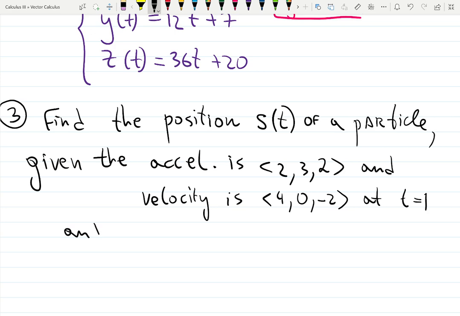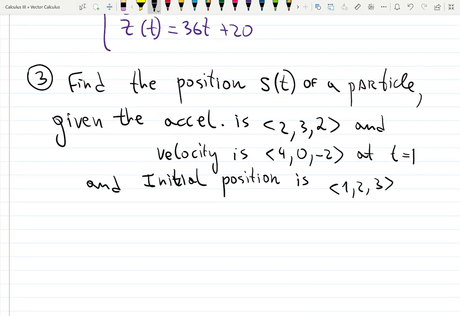And initial, it's called an initial value problem. You know it from the differential equations class. Initial position is also given, to solve for C is 1, 2, and 3. This is the same thing we did in calculus 1 and calculus 2, to be honest. So we were integrating twice, but now everything is in terms of vectors, and that's why it looks unusual, but the idea is still the same.